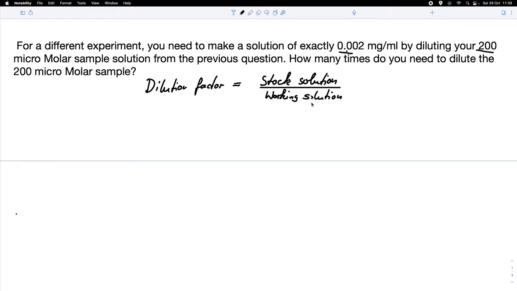Okay, so what have we got? We have the stock solution. That's our 200 micromolar solution. So that's, we already know, 200 times 10 to the minus 6 mole per liter. But our working solution, unfortunately, is not in the right unit. It's not in mole per liter. It's in milligram per milliliter. So how can we convert that?